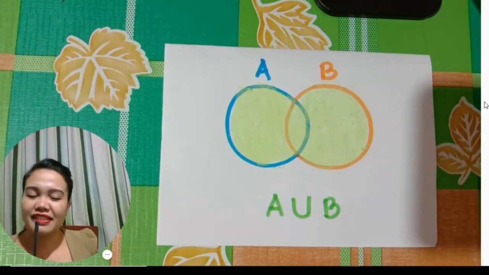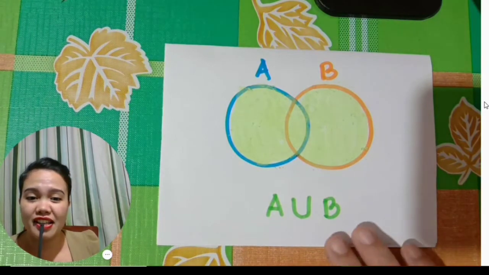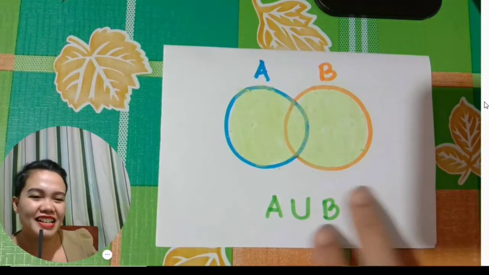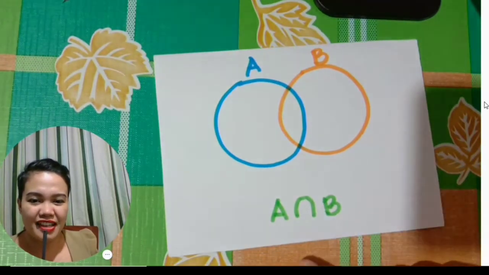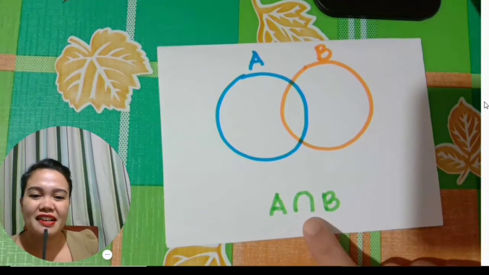So there you have it, ladies and gentlemen. That is your A union B. All right. Let's now proceed to A intersection B.